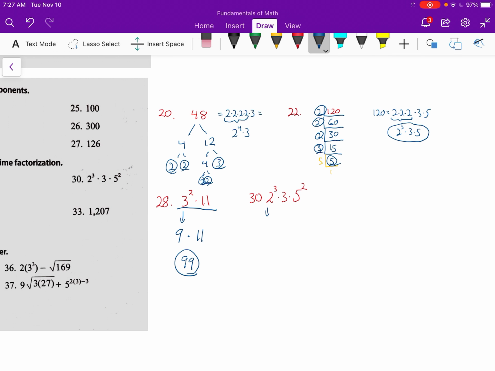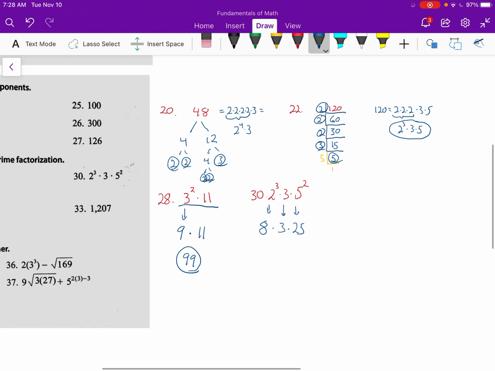And then number 30, once again, I'll take care of the exponents. 2 cubed, that's 2 times 2 times 2, which is 8. And then we have a 3, and then 5 squared. 5 times 5, that's 25. And now we can work our way across. 8 times 3, that's 24, times 25. And 24 times 25, we might have to work that out over here. And so this is 600. And we see that 2 cubed times 3 times 5 squared is 600.